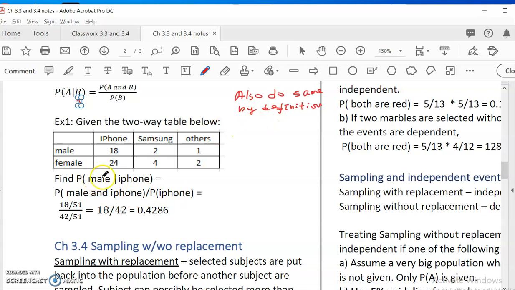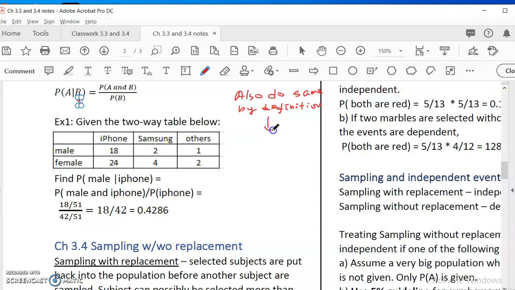We want to find the probability of a male given that the subject chose iPhone. So by formula, this is A and this is B. We divide it by probability of iPhone. The top is male and iPhone. Male and iPhone is what? Just one cell, right? Male and iPhone is 18 over 51. And iPhone is the whole iPhone column, which would be 42 over 51. They're both divided by 51, so you can cancel. It becomes 18 over 42, which is 0.4286.